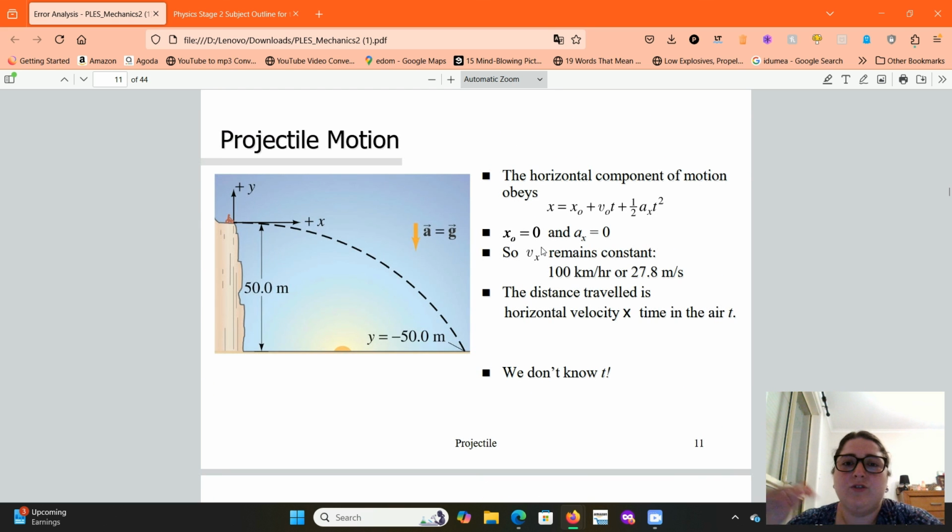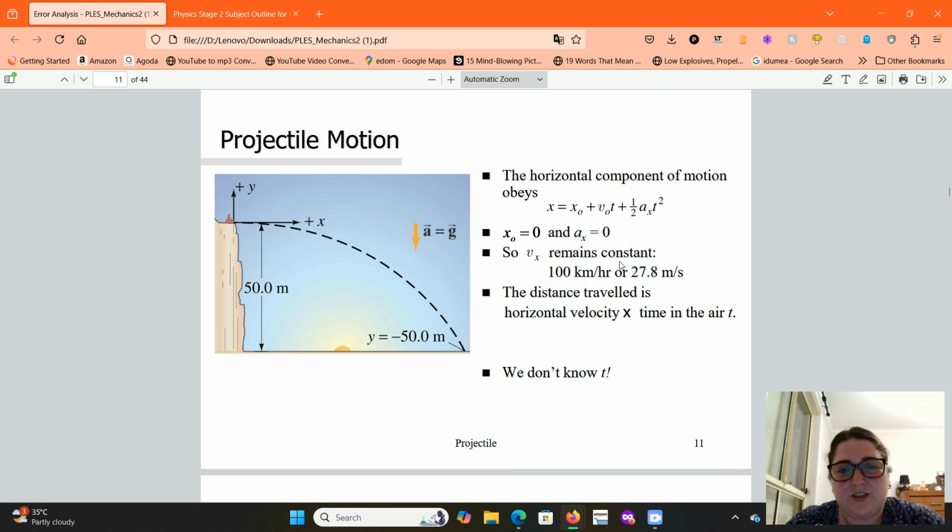The horizontal component of motion obeys this law. So x naught equals 0 and a x equals 0 because there is no acceleration acting on the horizontal component.